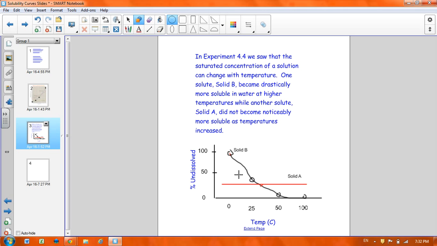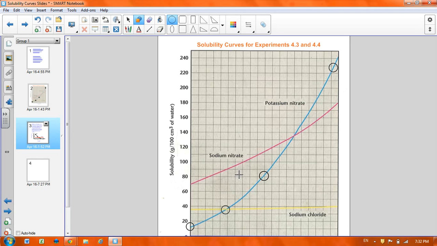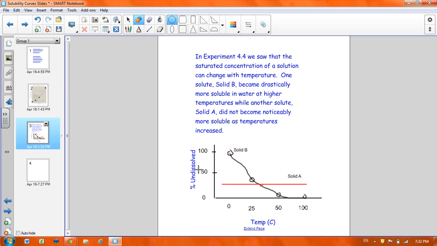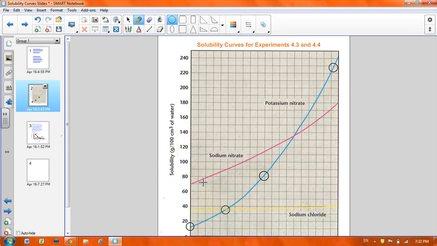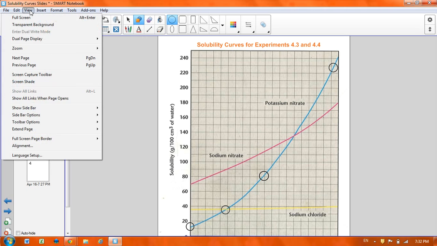Now, this curve, I need to stress, will not look like the next curve that you're about to see, which we visited in the last video, because the vertical axis here is the percent undissolved. The curve we're going to look at next has percent dissolved on the vertical axis. So that's why there's a different slope there.